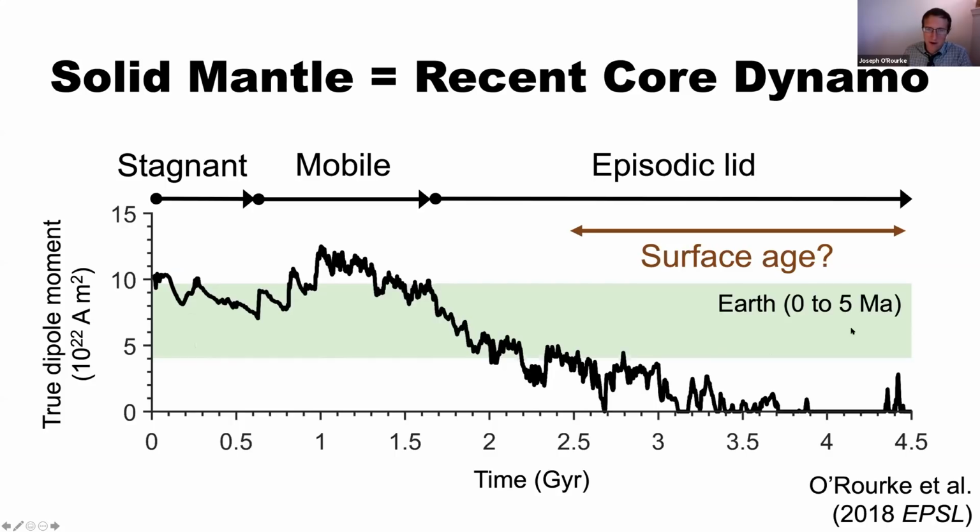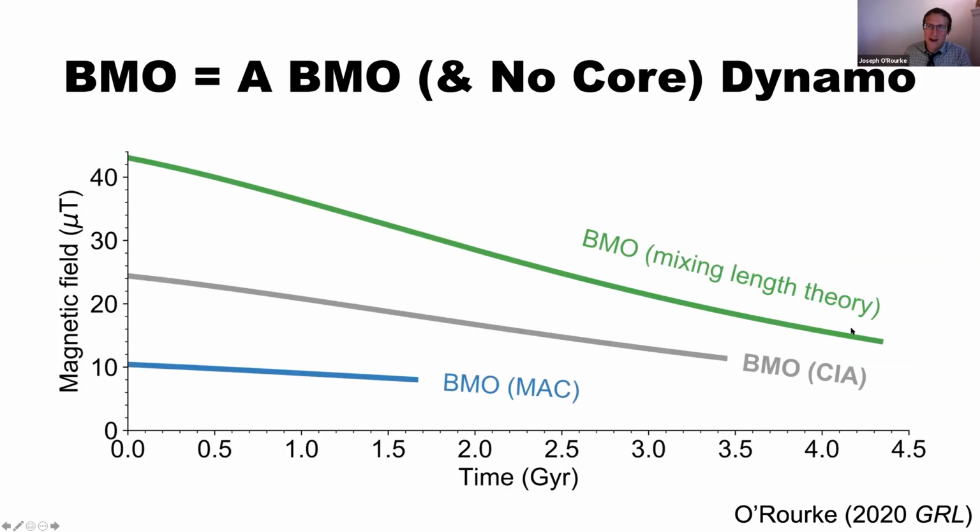If you add a basal magma ocean, what it does is it actually insulates the core. So the core cools much more slowly. There's no core dynamo, but just like early Earth, you can have a dynamo in the basal magma ocean itself. And it coincidentally, I think it's a coincidence, predicts a dynamo with the same strength and about the same lifetime as the other models do for a core dynamo.